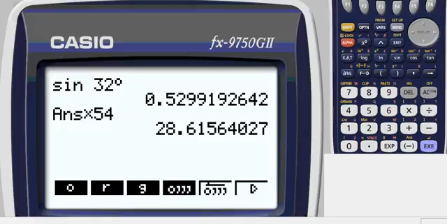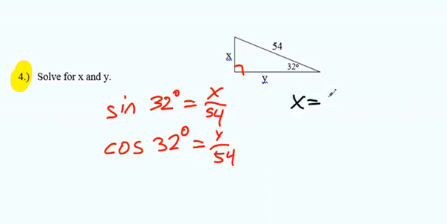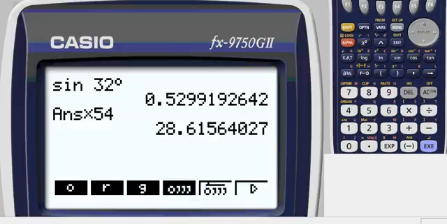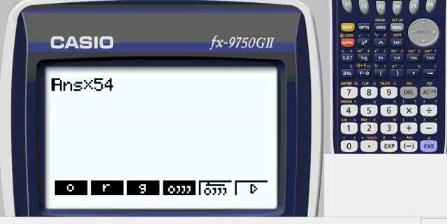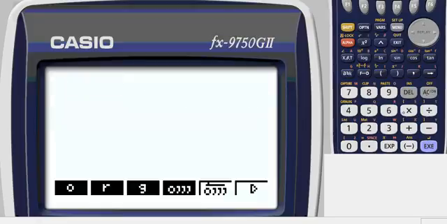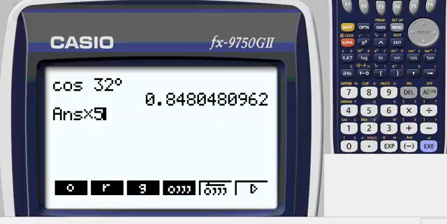So 28.616. And then similar, we'll do the same thing, but with cosine. So it's cosine of 32 degrees times 54. So again, select degrees times 54. It's 45.795.